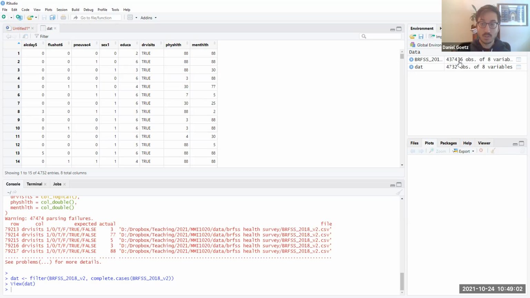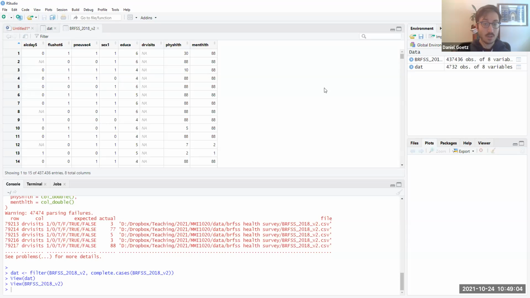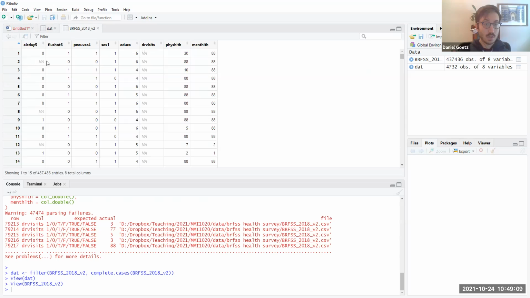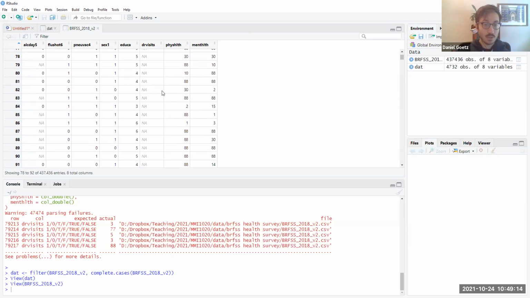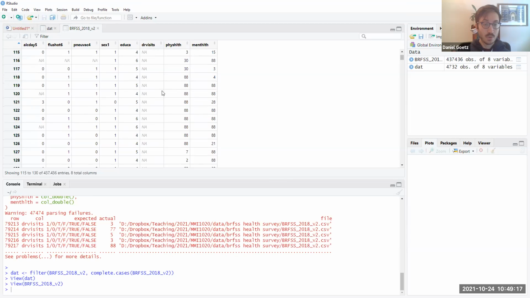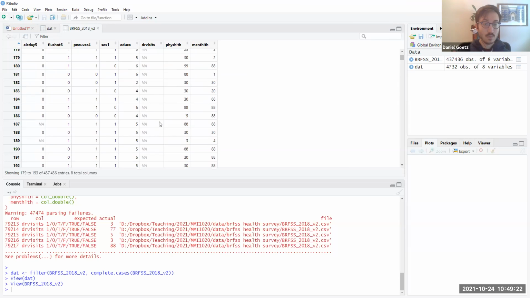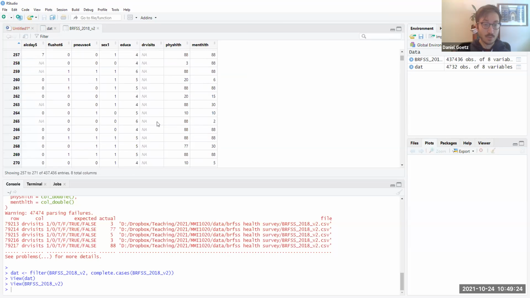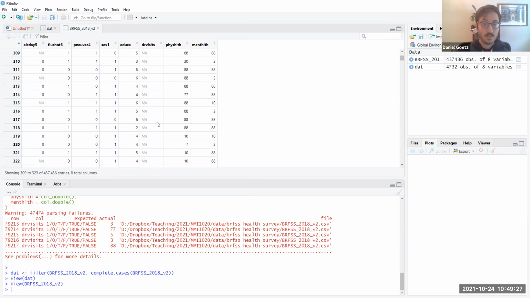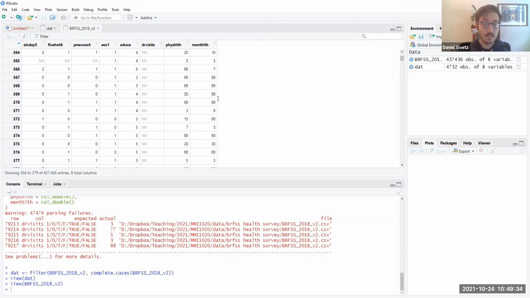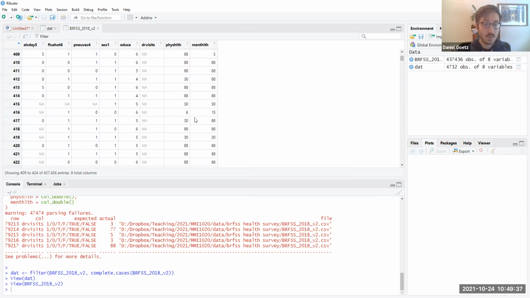So actually, let's take a look and see what kind of observations we are dropping. Yeah, so it looks like we're missing the ALCDAY5 values. It looks like doctor visits is actually what we're missing the most of. That seems to be the main culprit in terms of our data loss. And these two on the right-hand side, physical health and mental health, seem to be actually fairly complete.